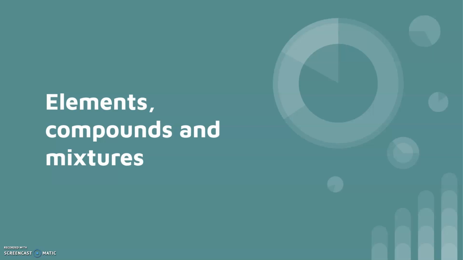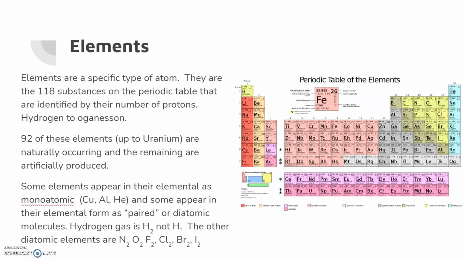Hi, welcome. Today's lesson is on elements, compounds, and mixtures. You're already familiar with the elements because we've talked about the periodic table. So elements are a specific type of atoms, these 118 types of atoms that are found on our periodic table. 92 of these elements, all the way up to uranium, are naturally occurring, and the rest are artificially produced.